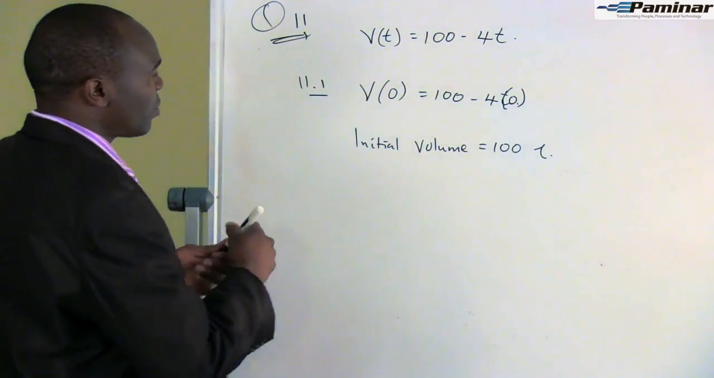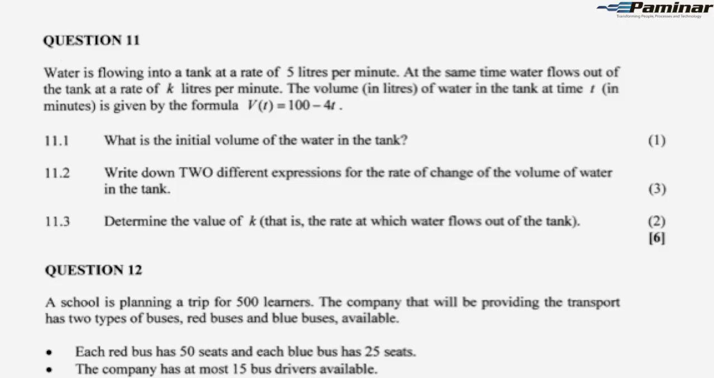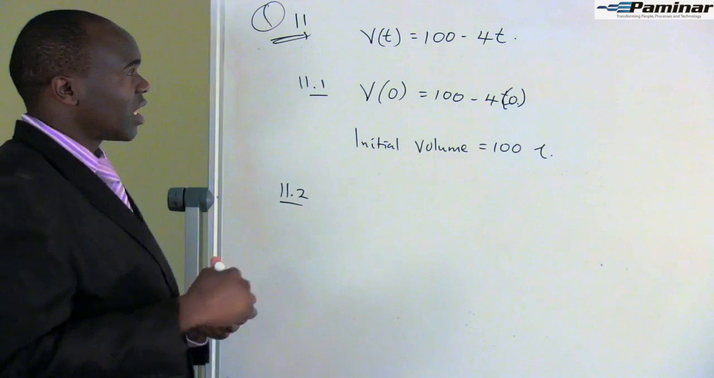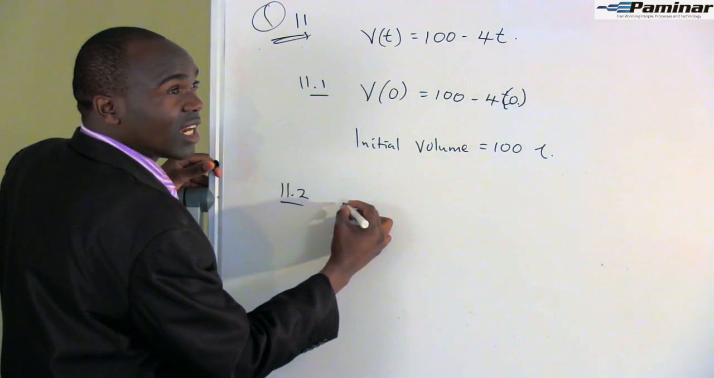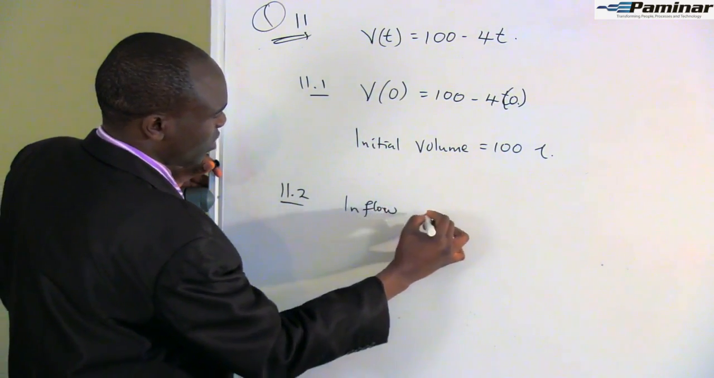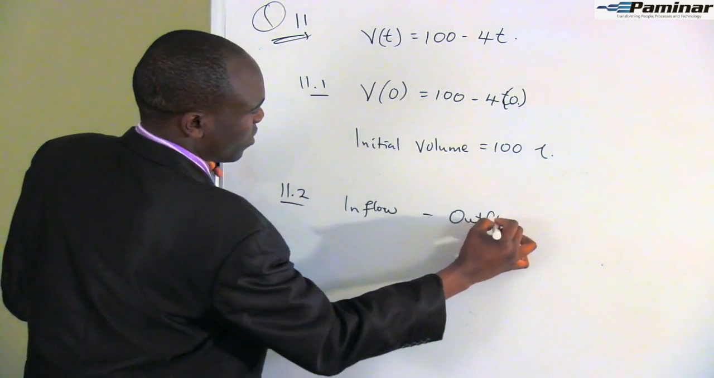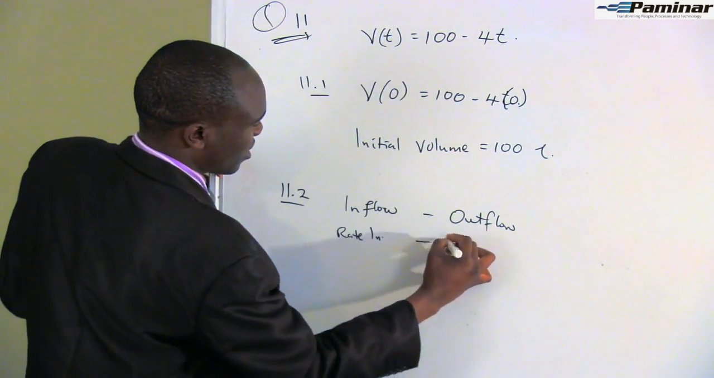Now, 11.2. It says write down 2 different expressions for the rate of change of the volume of water in the tank. We're talking of the rate of change. We are given the rates in liters per minute, so we can just say inflow minus outflow, or rate in minus rate out.